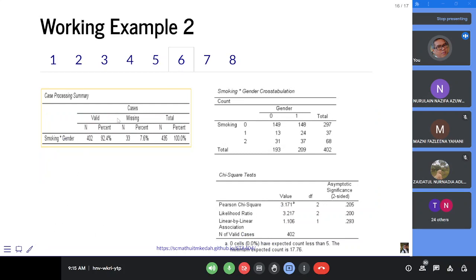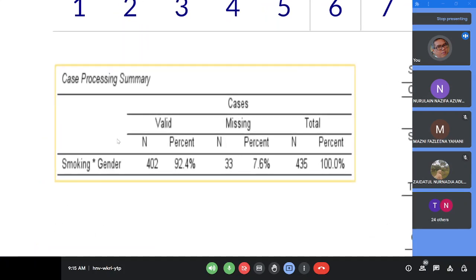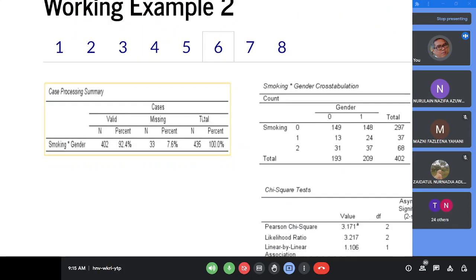Okay, this is for the case processing summary, table 1. So you have the smoking and gender, you have the valid cases 402, the missing you have 33. So in this case there is missing. If there is no missing, then it should show no missing. Alright, so this is the case summary.